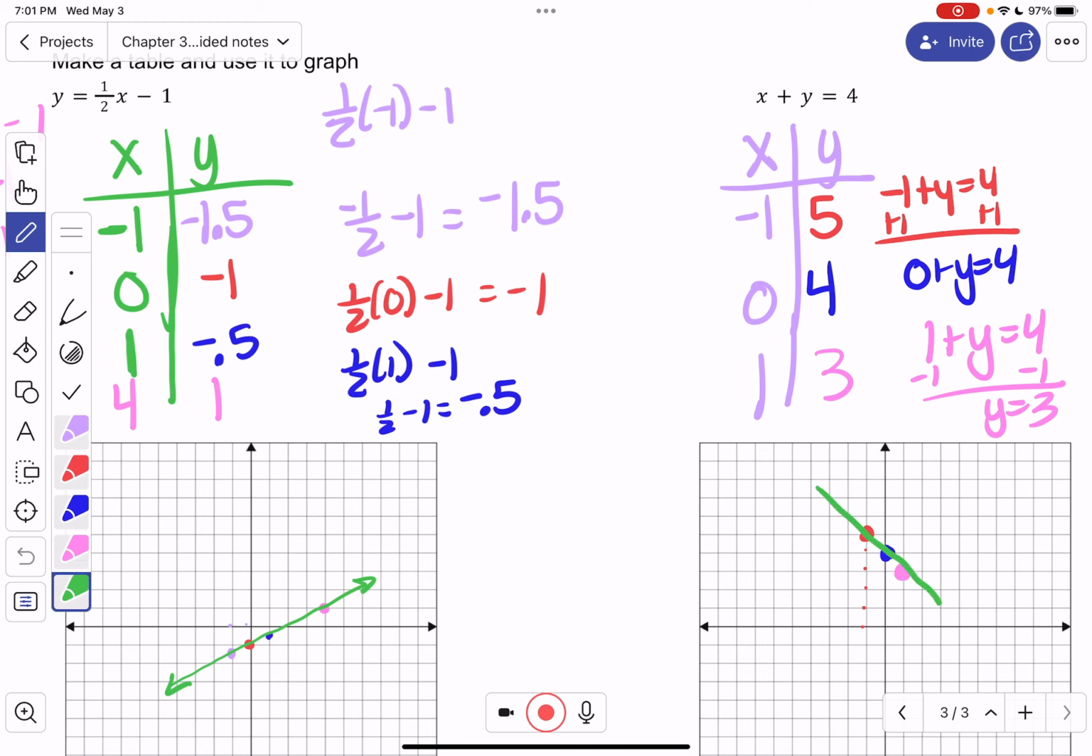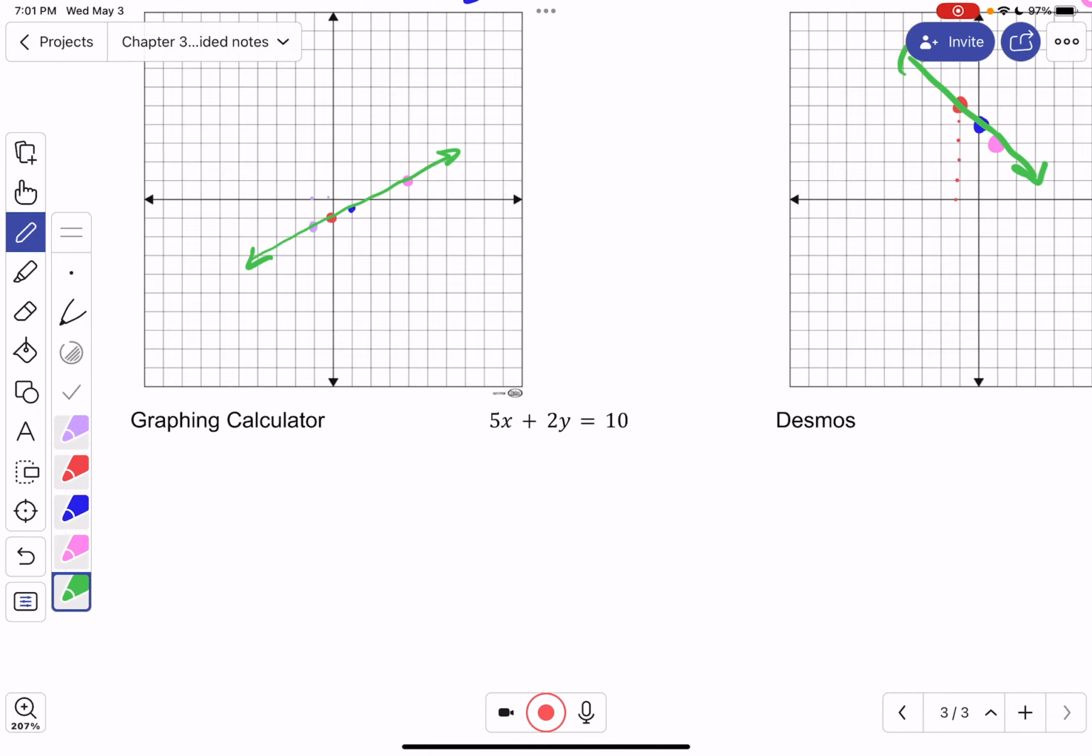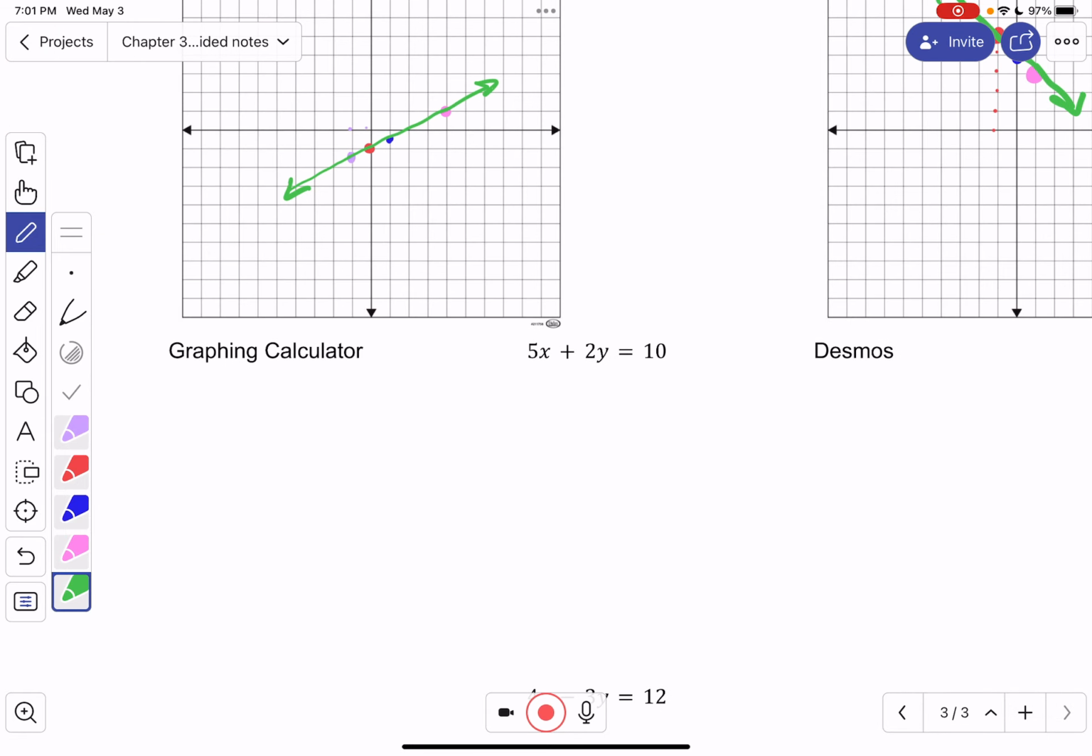And now we have our line. And anything on that line is going to be a solution. Last thing is how to do it on your graphing calculator. Your calculator will graph for you. The biggest thing is you have to make it say y equals. You have to solve for y. Once you do that, we can put it in the y equals menu and graph it.